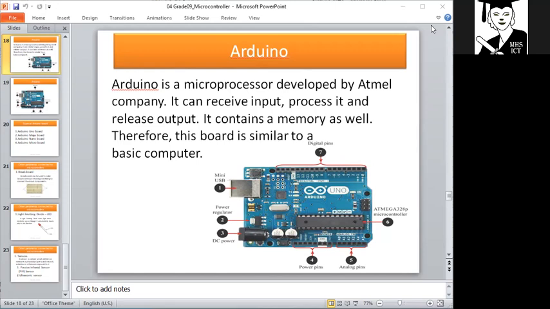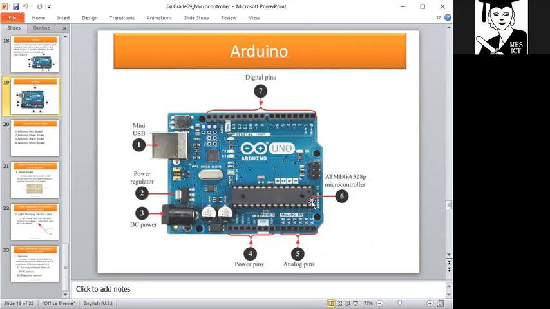And this is the backside of the Arduino board, right? The parts are also given numbers here: 1, 2, 3, 4. In your books you will get those numbers also. Here number 1 is the USB, number 2 is the power regulator, number 3 is the DC power system, number 4 is the power pin, right?